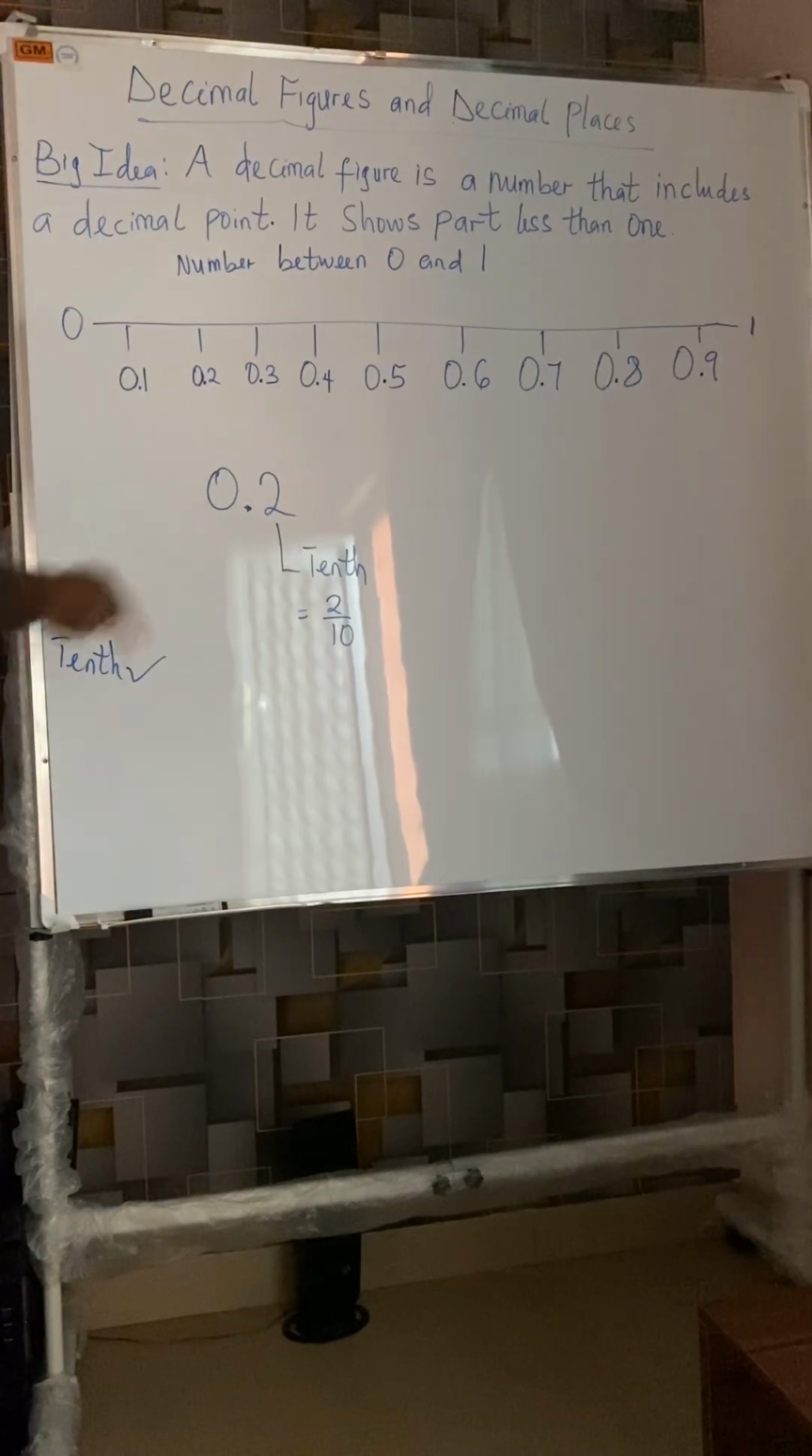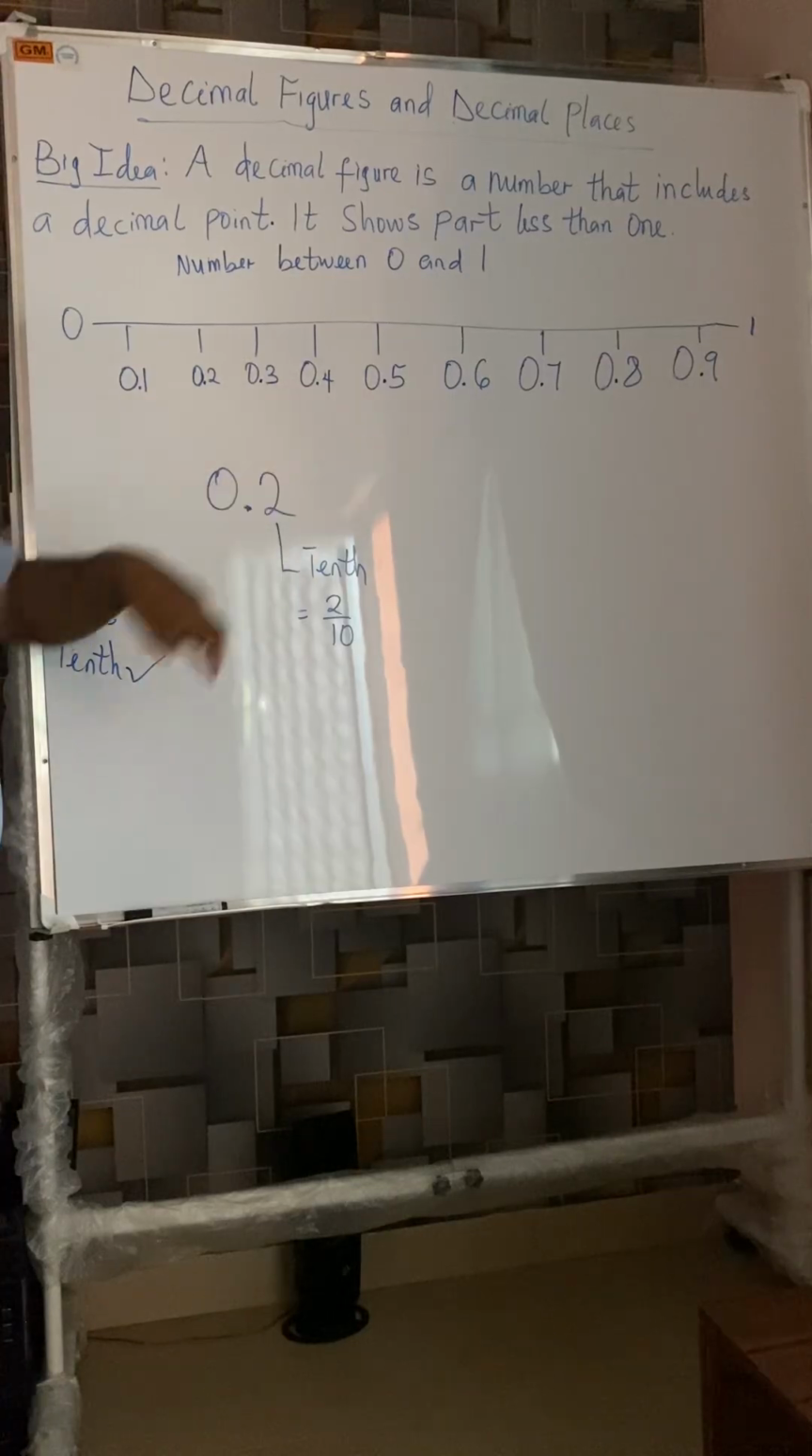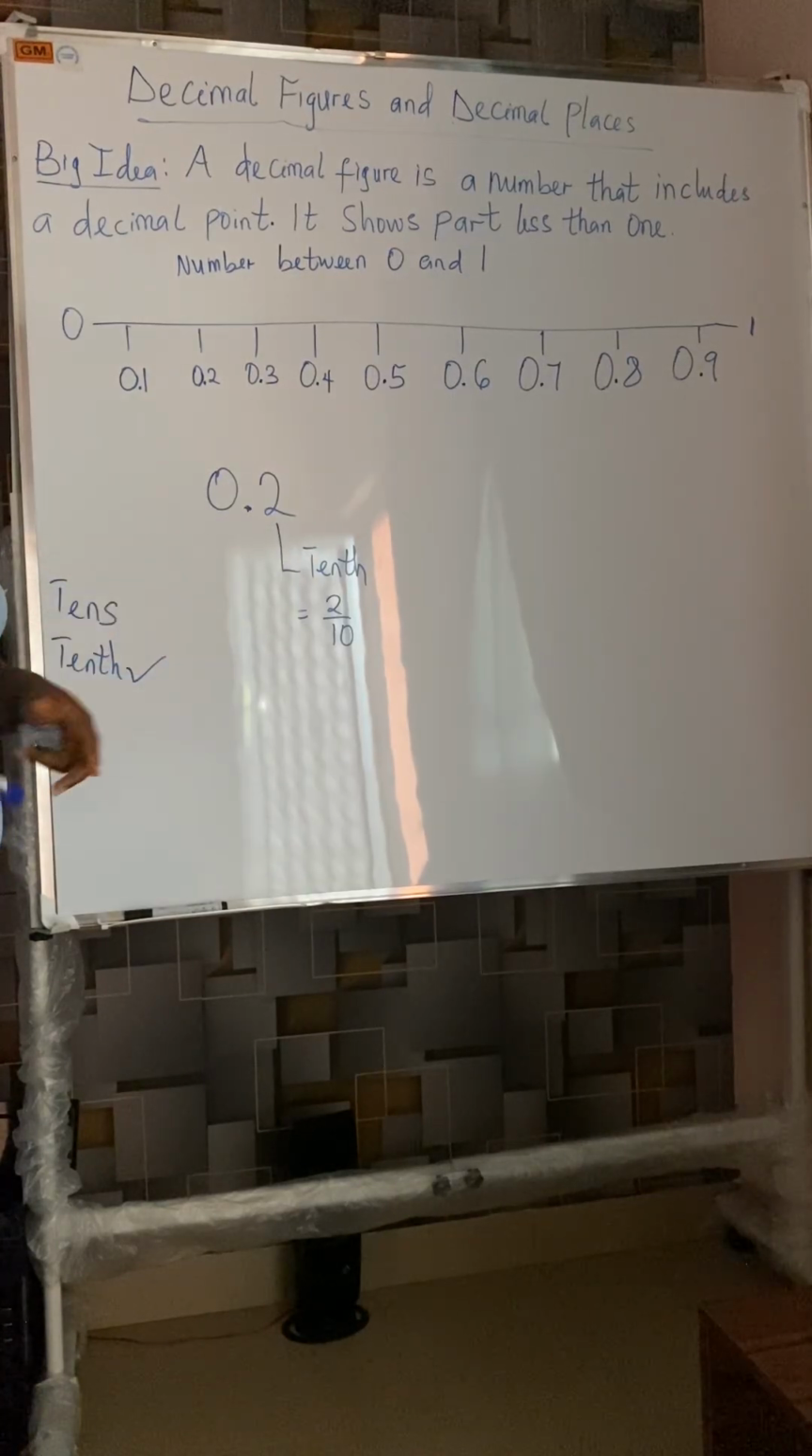So in 0.2, we have just one decimal place. All right, so I picked this number from here. But apart from 0.2, there are other decimals. I'll give you another example.